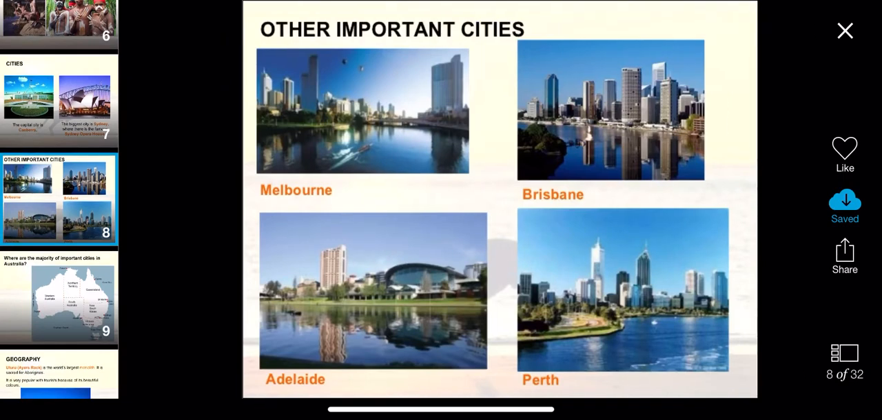Other important cities are Melbourne, Brisbane, Adelaide, and Perth. And you can see here that they are all big cities with water.